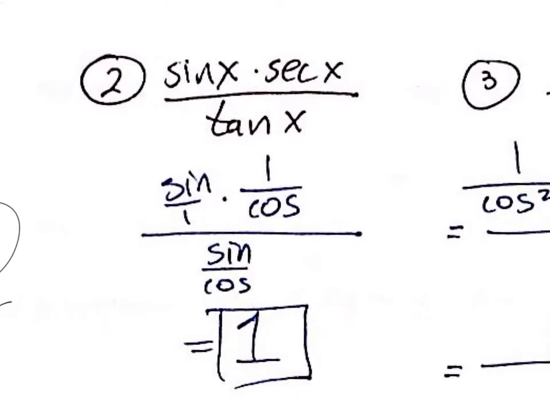Number 2, sine, secant, and tangent. So each of these individually, I'm writing sine as sine over 1 because I know there will be a fraction over here. Secant's 1 over cosine. Tangent is sine over cosine. So let's see, we got sine over cosine over sine over cosine. So dividing something by itself is equal to 1. Kaboom!